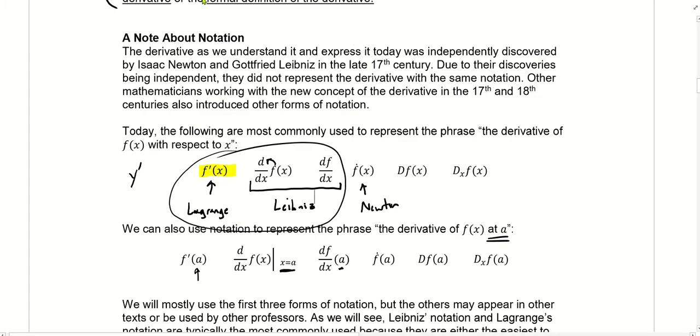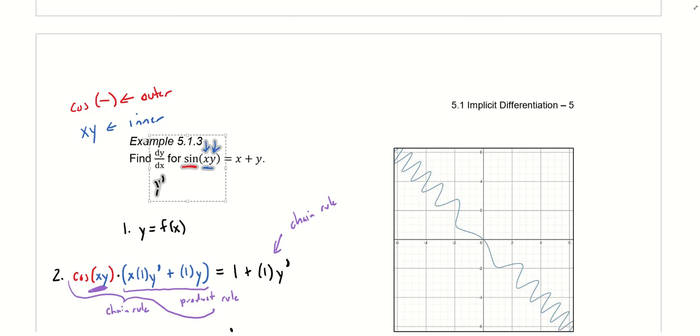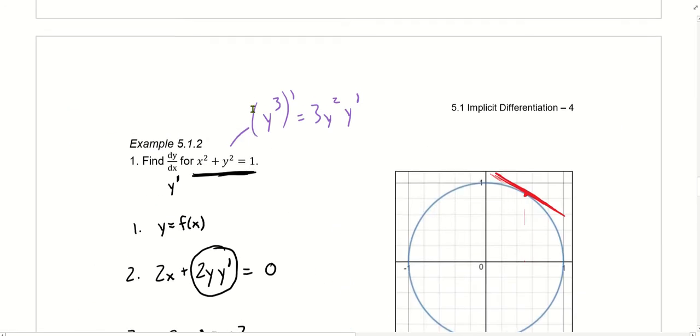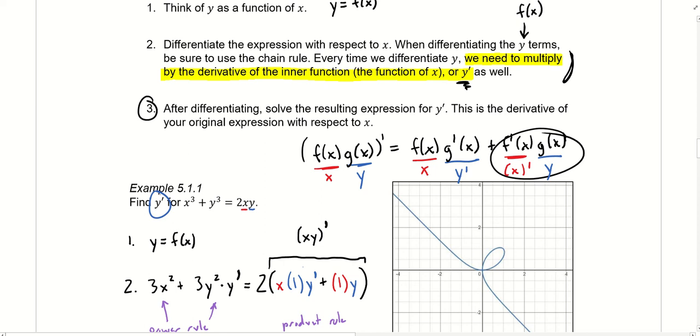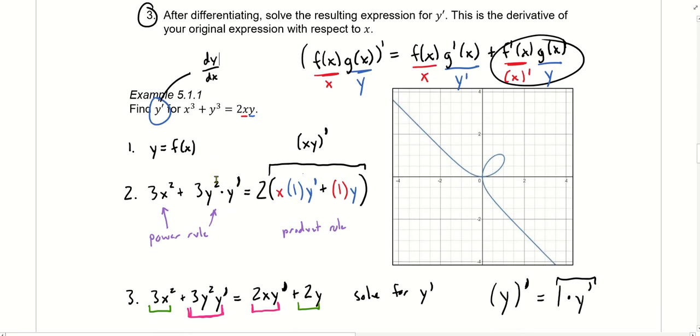When we did implicit differentiation, we were assuming that y was a function of x. And so technically what we were doing with y prime was the derivative of y with respect to x. Every time we took the derivative of y, we had to remember it was a function of x, which meant we had to use implicit differentiation's hidden chain rule and multiply it by y prime.